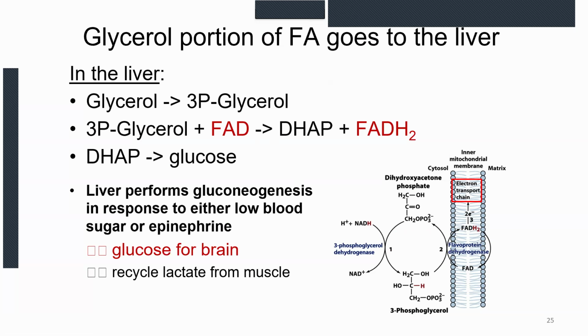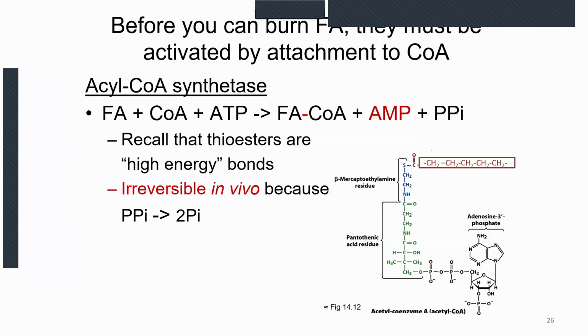That DHAP can then be converted to glucose. Now, the liver is what performs the conversion from pyruvate and all the steps in between back to glucose. That process is known as gluconeogenesis. So if you know someone who eats a high fat diet, they still do have circulating glucose within their bloodstream. They've got glucose for their brain so that they can continue moving around.